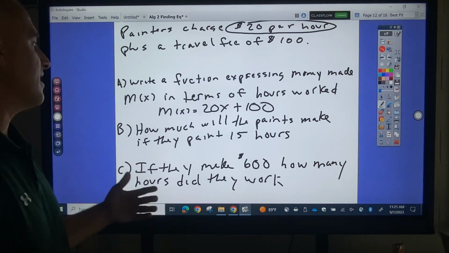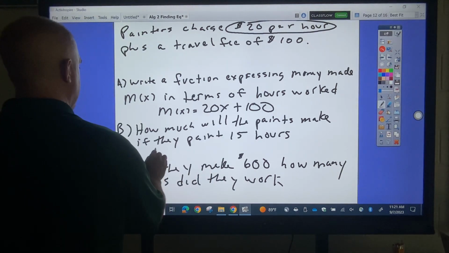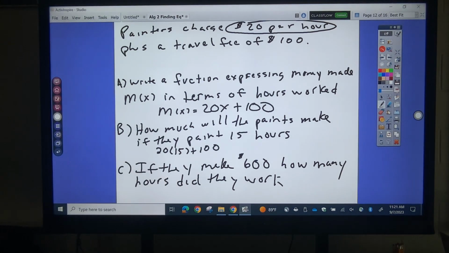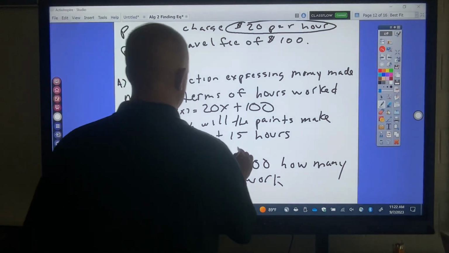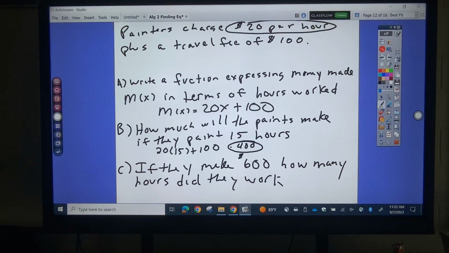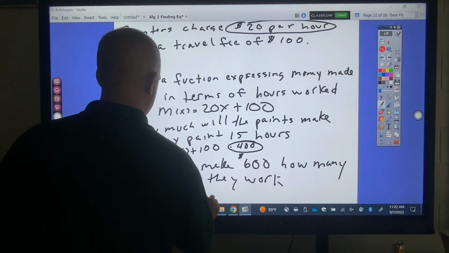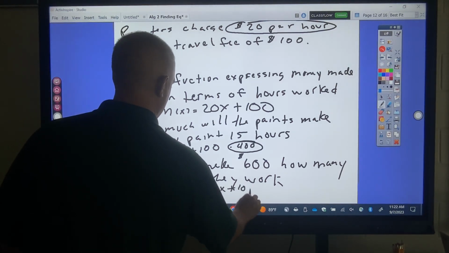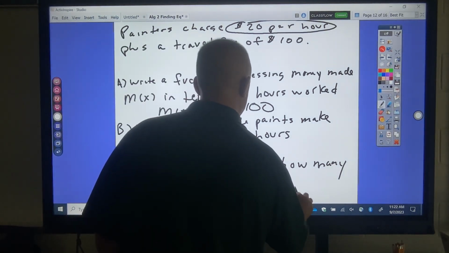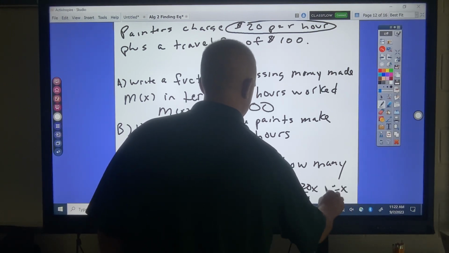How much would the painters make if they have 15 hours, okay? So the concept is that I would put 15 in for x and do a calculation, all right? 20 times 15 is 300, plus 100 would be $400, okay? If they make $600, how many hours did they work? Well, the 600 would replace that part. So then I would just solve for x by subtracting 100. That's 500 equals 20x. And divide by 20. X is going to equal 25 hours.